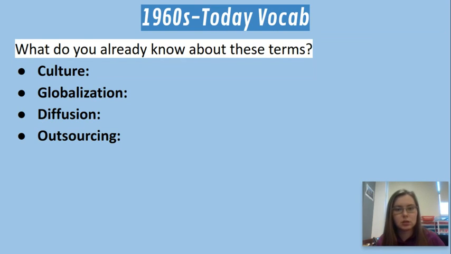This is a term you very well may have heard of before. The first part of it, global, is a very big hint as far as what globalization means. And then diffusion, also related. These are all related terms. Diffusion is related to culture. You may have heard the term cultural diffusion as a vocab word before.